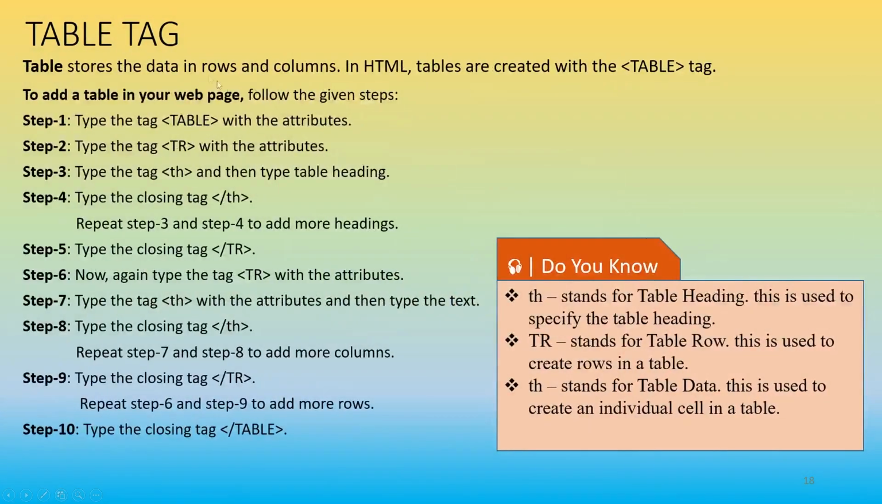So this might appear a little confusing because you cannot see the table structure over here. We will understand this in a better way in the next slide. Do you know TH stands for table heading, H here stands for heading, TR, R stands for table row, and this should be TD, which is table data. Here this is a mistake. Here I should have TD, D for data.